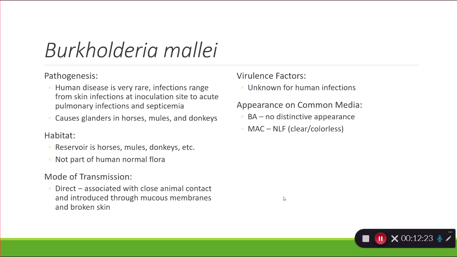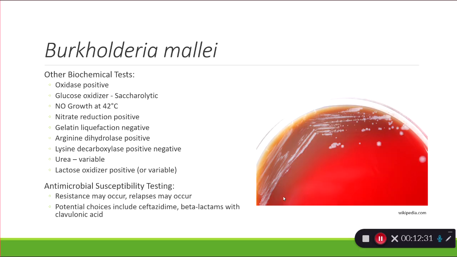and broken skin. There's no real distinctive appearance on blood agar, and it's a non-lactose fermenter on a MacConkey plate. It is oxidase positive. It's saccharolytic. It won't grow at 42 like cepacia will. Nitrate reduction positive, gelatin liquefaction negative, arginine dihydrolase positive, lysine decarboxylase positive, urea variable, and lactose oxidizer positive. Resistance can occur, and potential choices include ceftazidime, beta-lactams, and clavulanic acid.